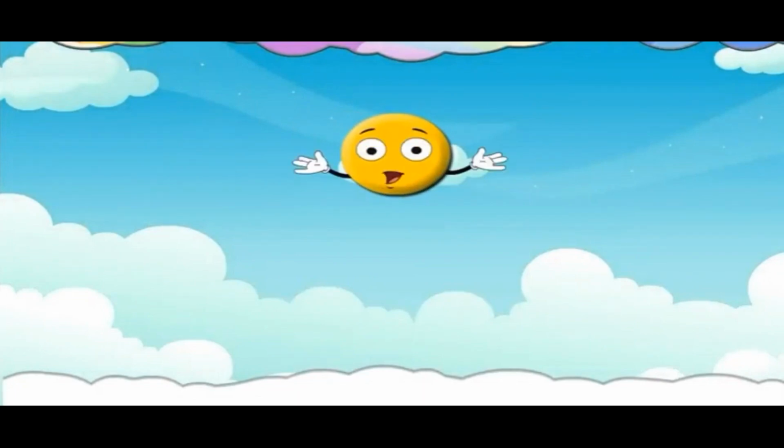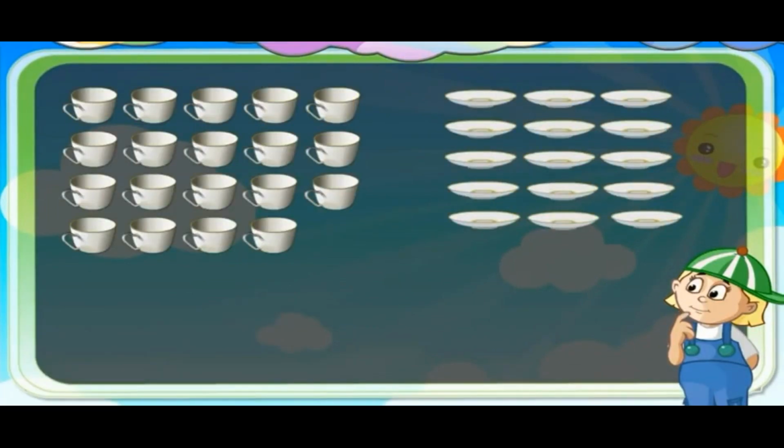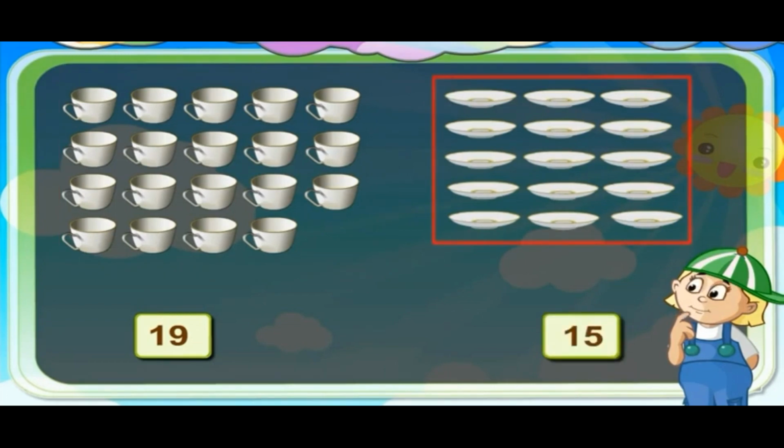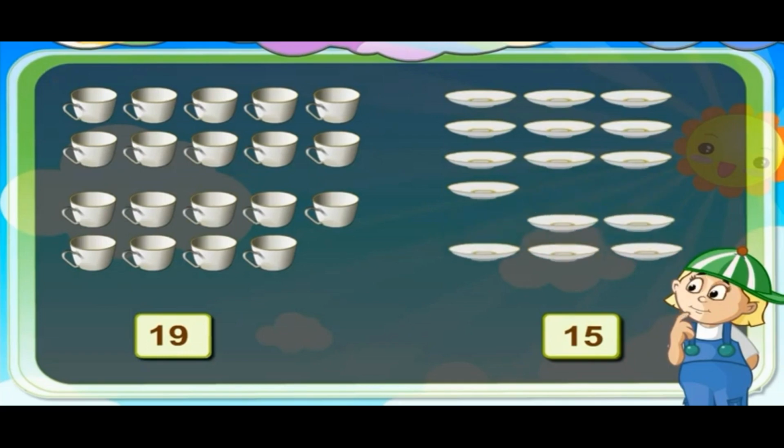Smaller and bigger numbers. Kids, can you see some cups and saucers? Well, these are 19 cups. And these are 15 saucers. Now let us make a group of 10 cups. This is a group of 10 cups. Let's make a group of 10 saucers. This is a group of 10 saucers.